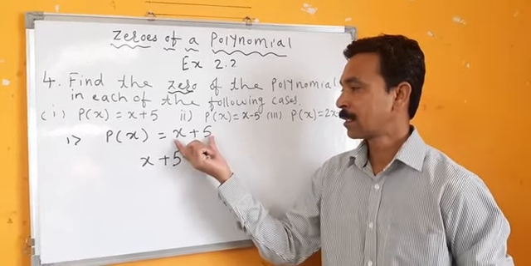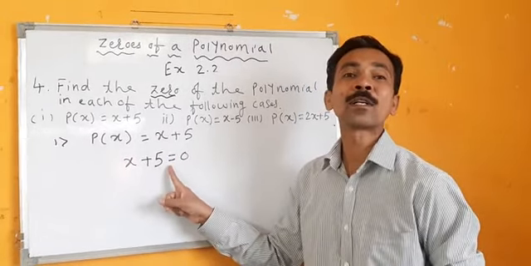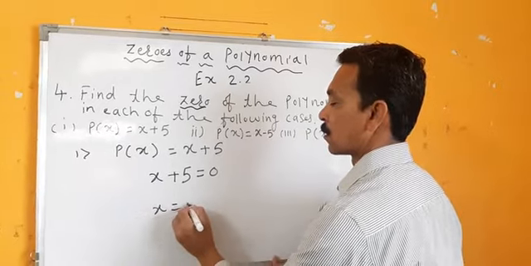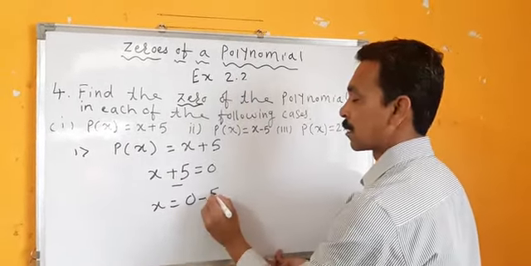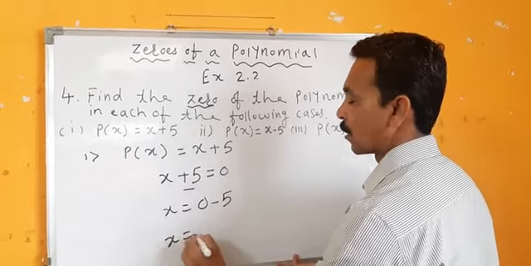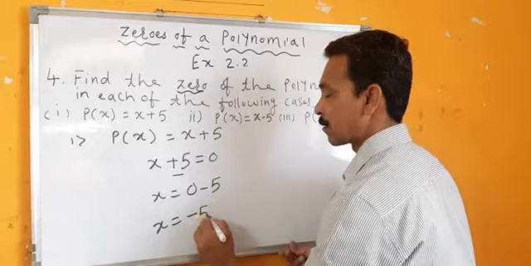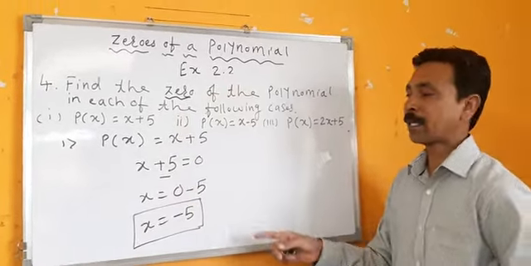Whatever it is here, you have to write on the left hand side, and then write the sign is equal to and then 0. X is equal to 0. This plus 5 goes on the right hand side, becomes minus. X is equal to, what is 0 minus 5? Minus 5. Don't write 0. Right? This is the method.